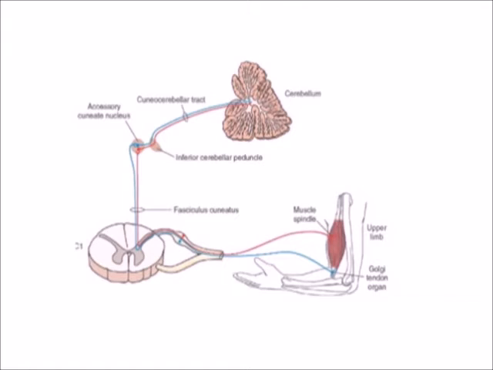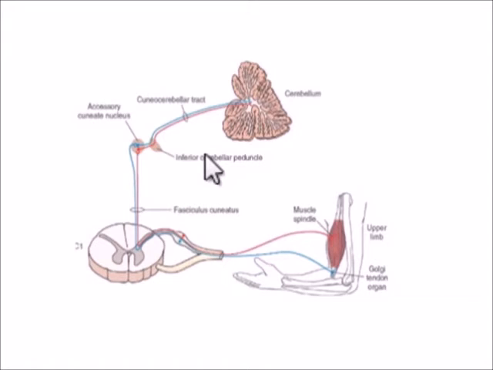So that was about the proprioceptive sensation from the lower part of the trunk and lower limbs. Now what happens in the upper limbs? For the upper limbs, we don't call them the anterior and posterior spinocerebellar tracts, but we call them the cuneocerebellar tract and rostral spinocerebellar tract.